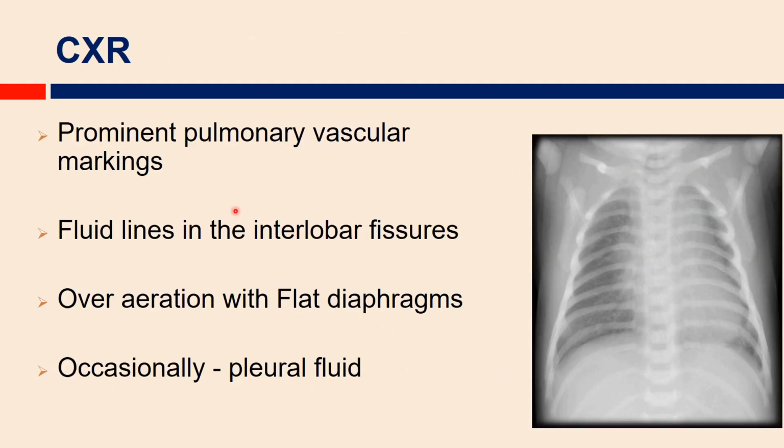This is the X-ray of a newborn with transient tachypnea. There are prominent pulmonary vascular markings in the X-ray. You can see fluid in the interlobar fissures. Sometimes it's not very clear, but sometimes you can see fluid very faintly, here on this side. So there can be fluid in the interlobar fissures. There is also over-aeration of the lung fields, with a flat diaphragm, and occasionally there can be pleural fluid also.